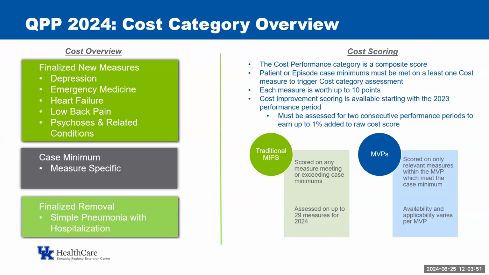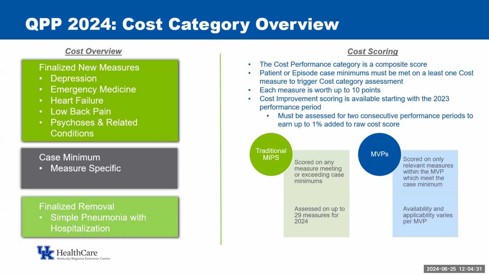So to give a brief overview of costs for 2024, there were 5 new measures that were added through rulemaking. These episode-based measures are depression, emergency medicine, heart failure, lower back pain, and psychosis and related conditions. For traditional MIPS, eligible clinicians will be scored on cost measures where they meet case minimums. These case minimums are measure-specific and can be anywhere from 10 to 35 cases. If you do not meet case minimums for any cost measure, costs will be reweighted to the remaining categories that you are attesting to. Simple pneumonia with hospitalization was removed for 2024.